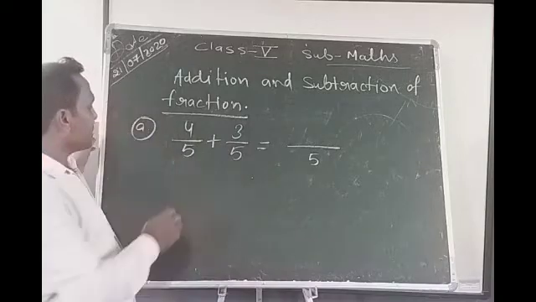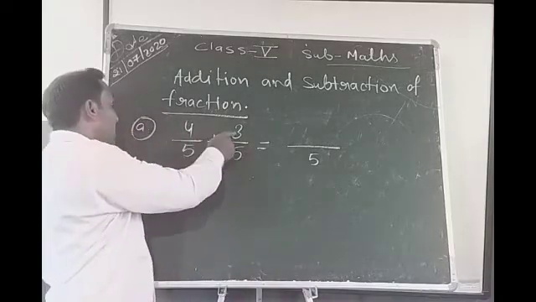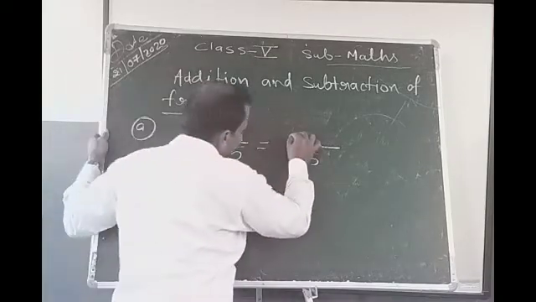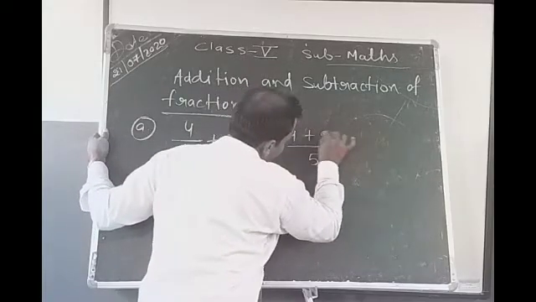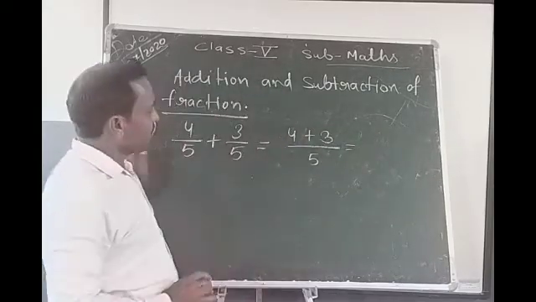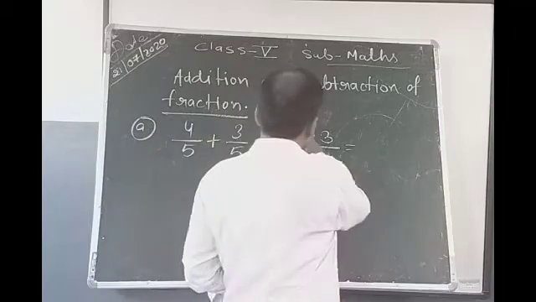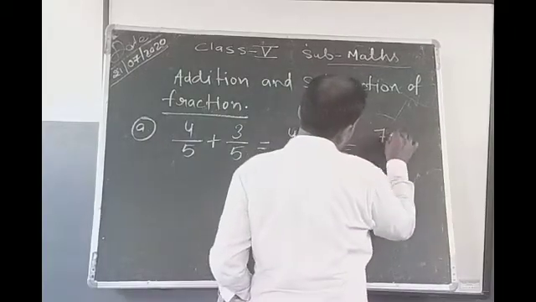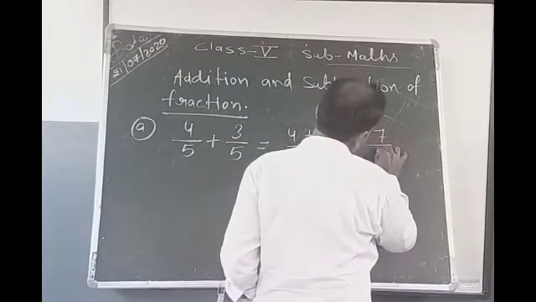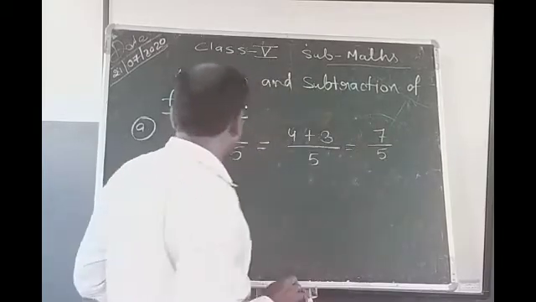And the upper numbers, that means the numerators, 4 and 3. Again you arrange 4 plus 3, and now the last step, you add. It means 4 plus 3 equals 7, and by 5. 7 by 5.